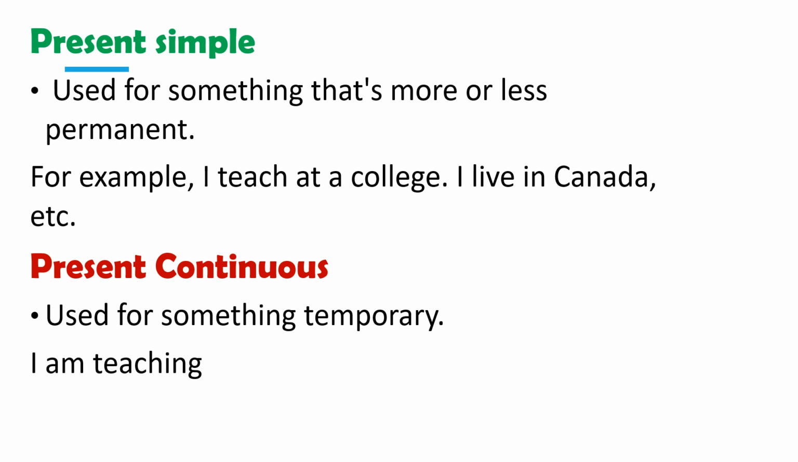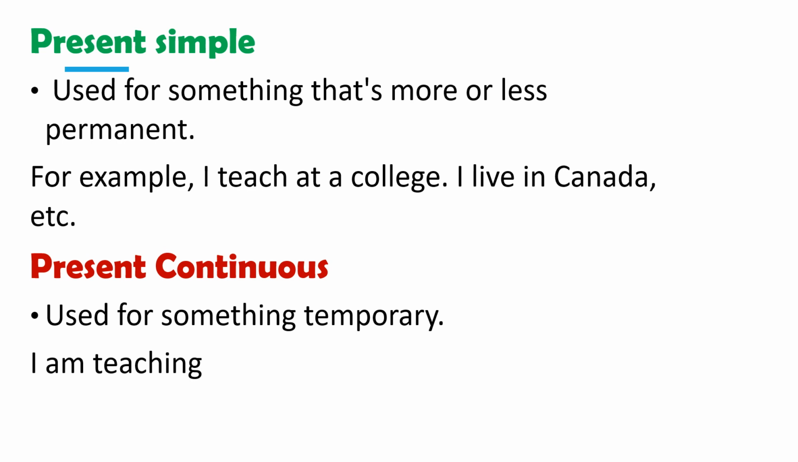Present simple is for something that is more or less permanent. For example, if I have a job that lasts all the time, I'm not changing that job every day. This is the job I always have. I will use present simple tense to describe that activity, such as I teach at a college or I live in Canada.